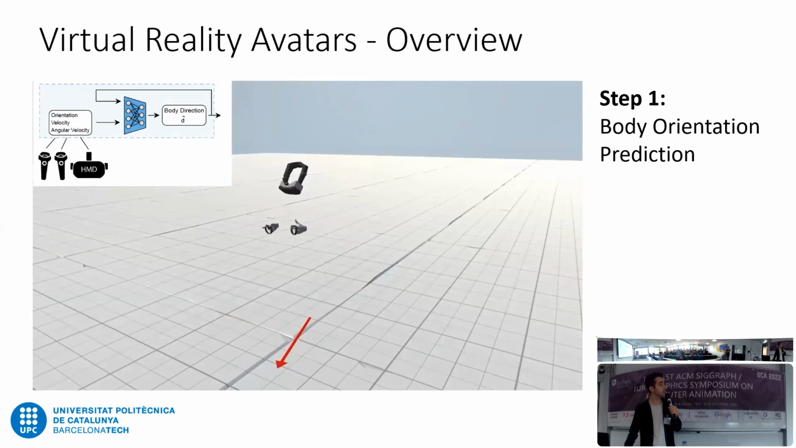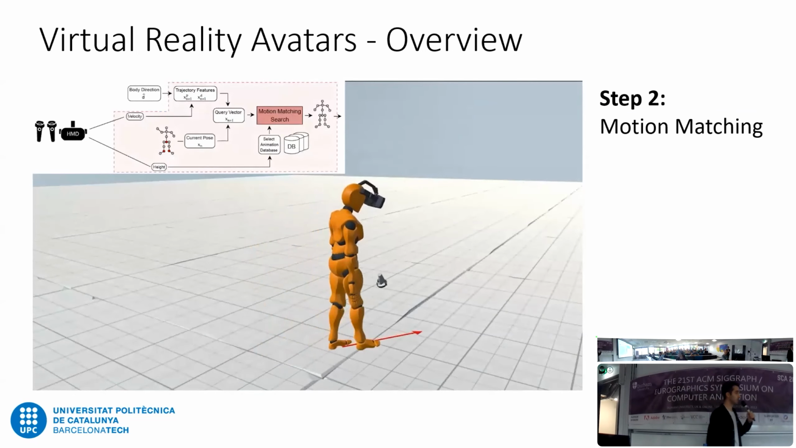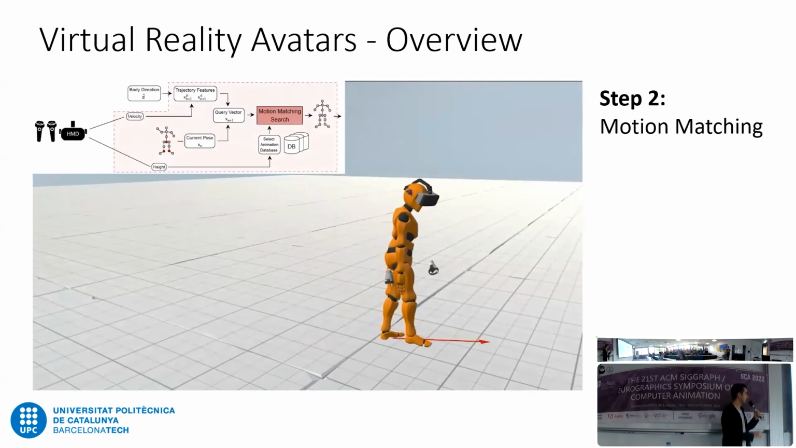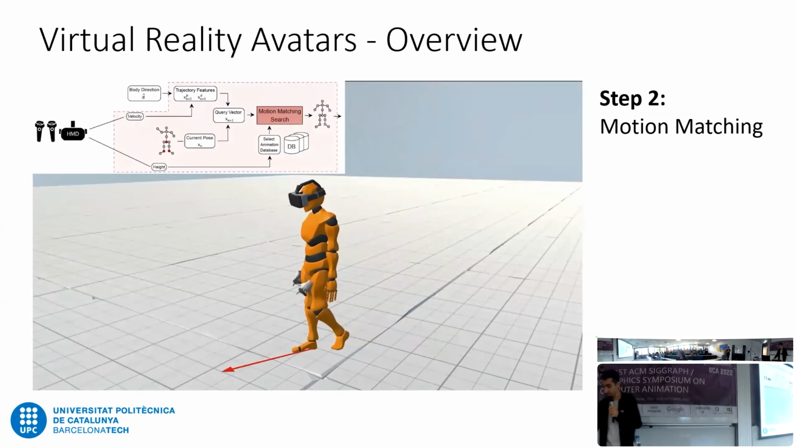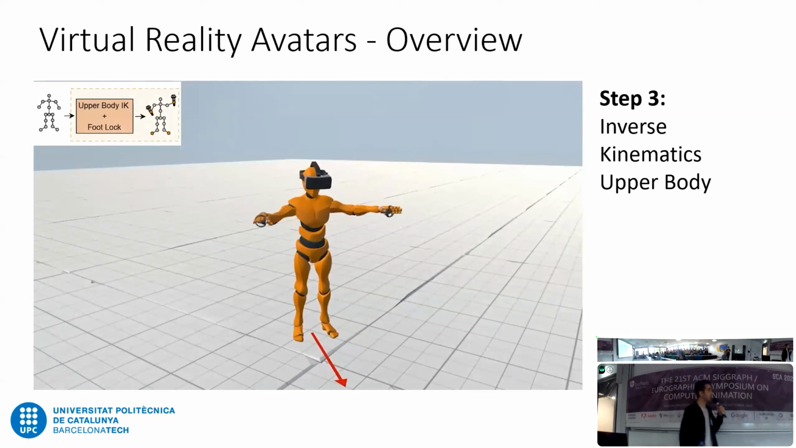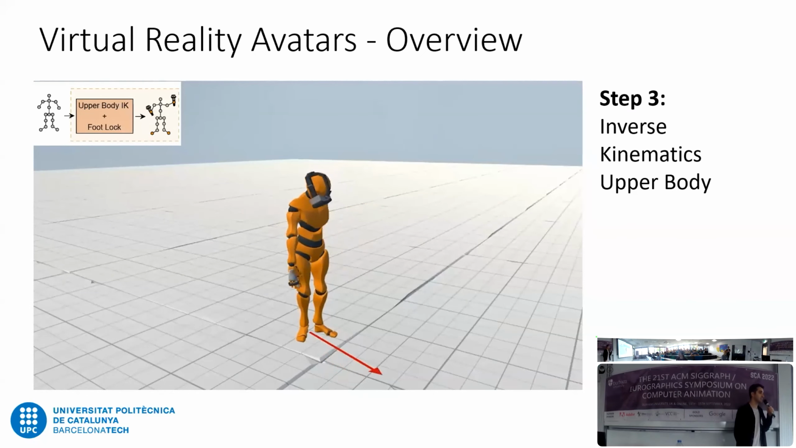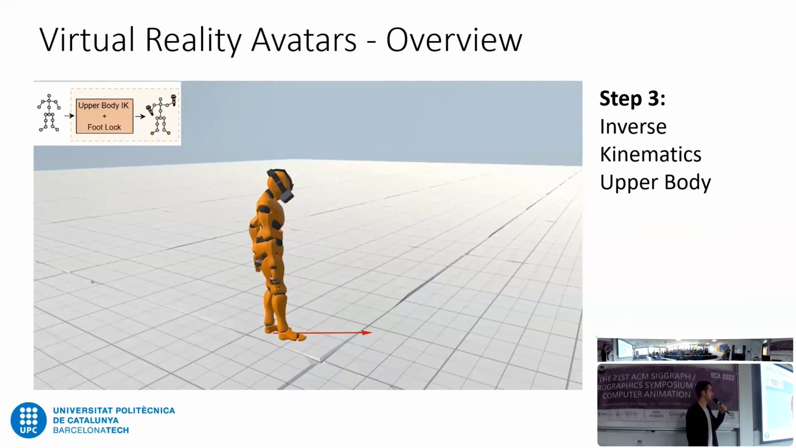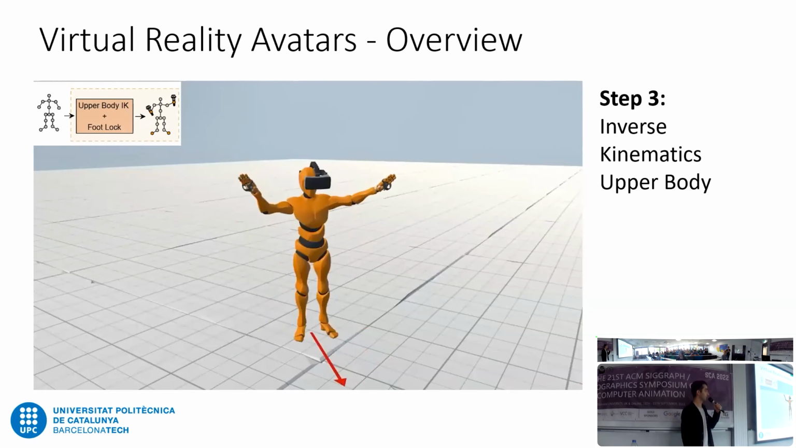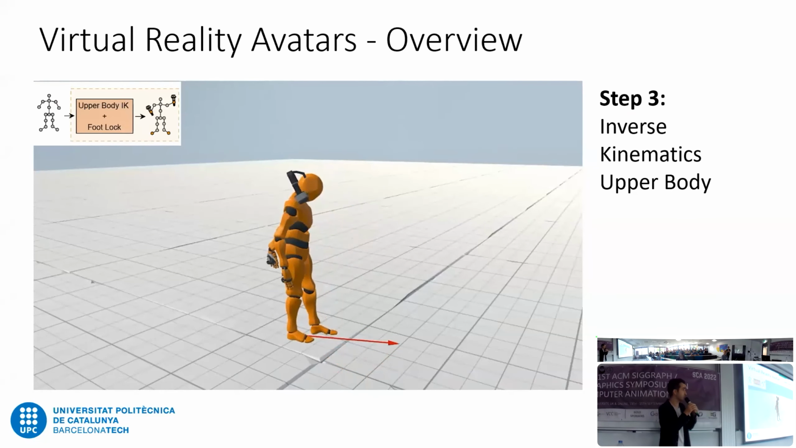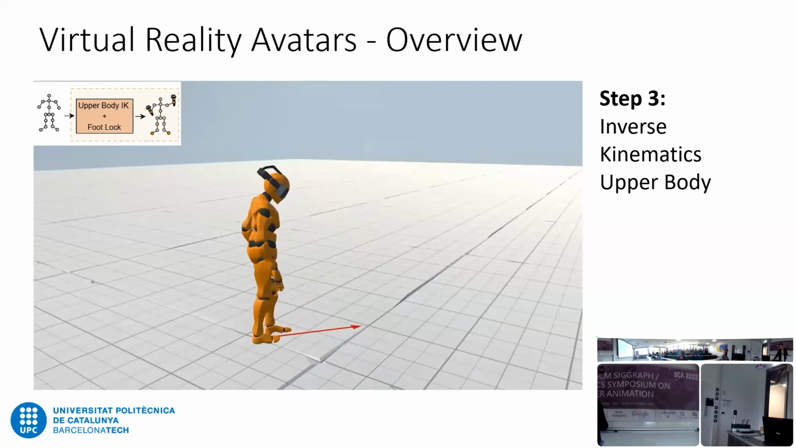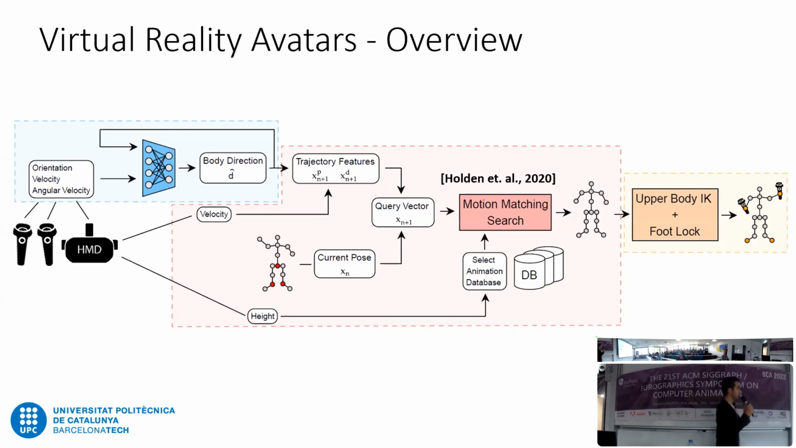We'll see it later. Then we apply motion matching to have a first full body pose, and later we'll see that in detail. And finally, we do a final pose adjustment, and we apply inverse kinematics to animate the upper body so we can have accurate hand positioning, which is very important in VR.